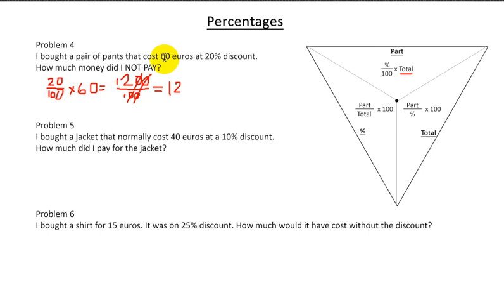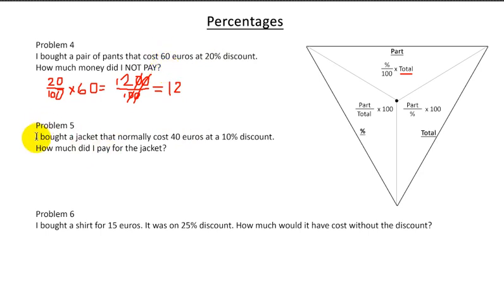Now, if the problem asked you, how much did I pay? Well, you could go about this two ways. You could do what we just did and find out how much you did not pay and then subtract it from the total. So you'd have to do 60 take away 12 makes 48. And say I paid 48 euros. Or you can say, well, since I didn't pay 20%, 100 take away 20 means I did pay 80%. And you could find 80% of 60, which again would be 48.